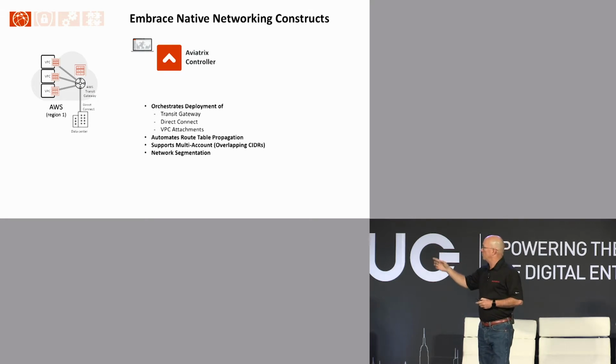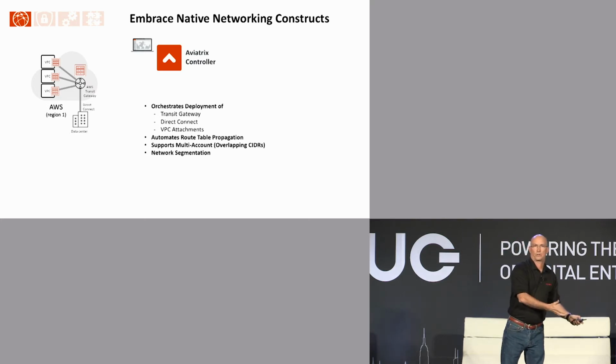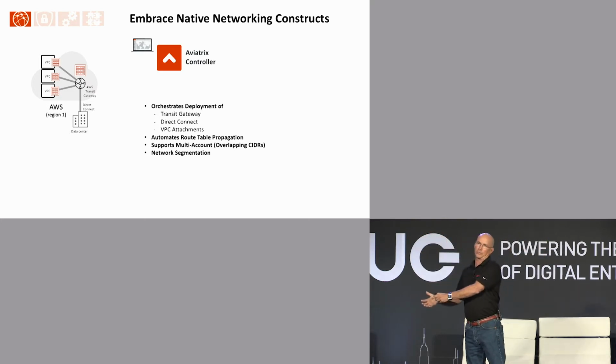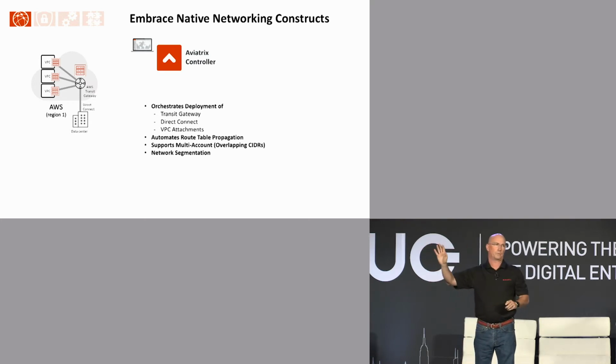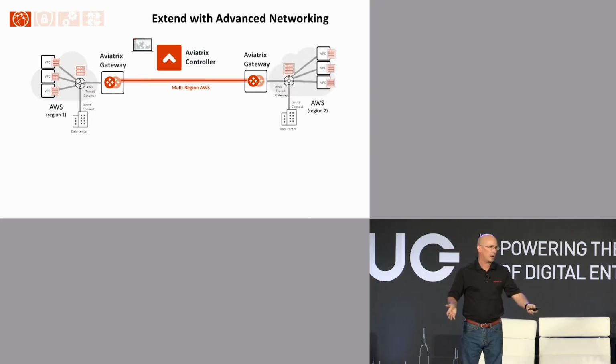We can also do network segmentation. So we can group different VPCs together and say these are in a security domain and they can't talk to this security domain, which is this group of VPCs. And we do that by simply adding routes or removing routes. So there's either a communication path or there's not.